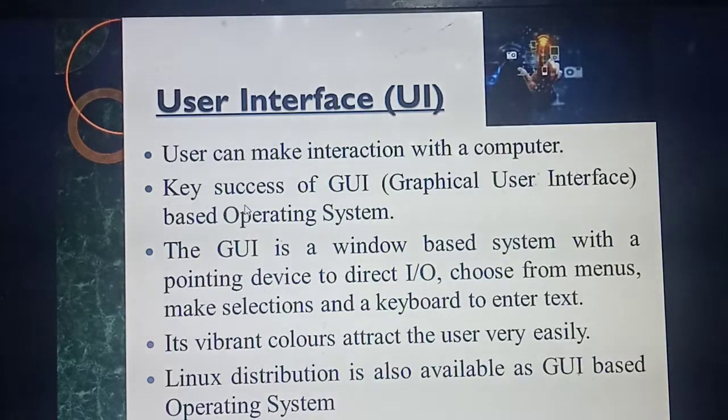The user interface makes interaction with your computer possible. If you are going to do something on laptops or tablets or anything, what is required to interact with the graphical user interface? It is a window based system. You are able to select with a pointing device, and you can select a lot of menus, or use the keyboard. Each and everything looks very attractive in colors. So nowadays Linux distributions also use a GUI based operating system.